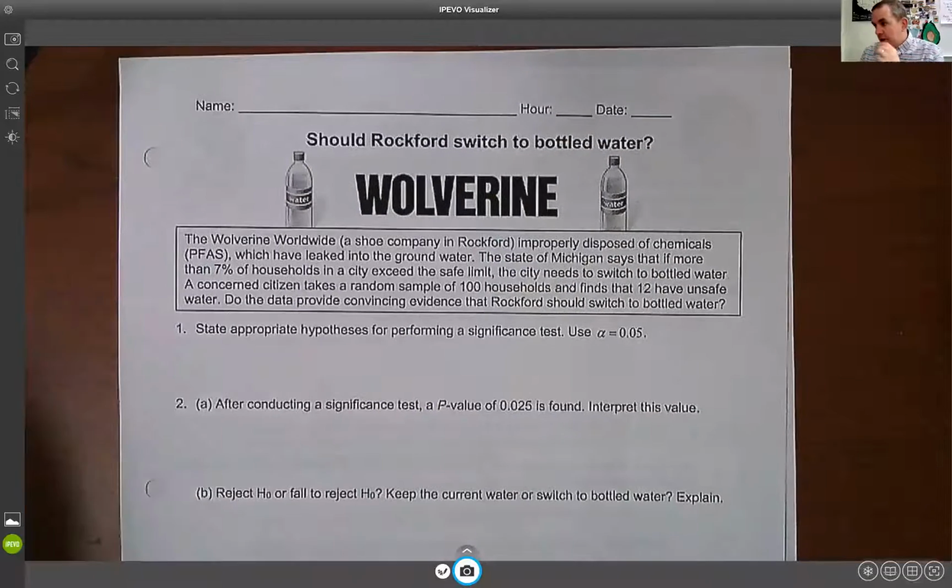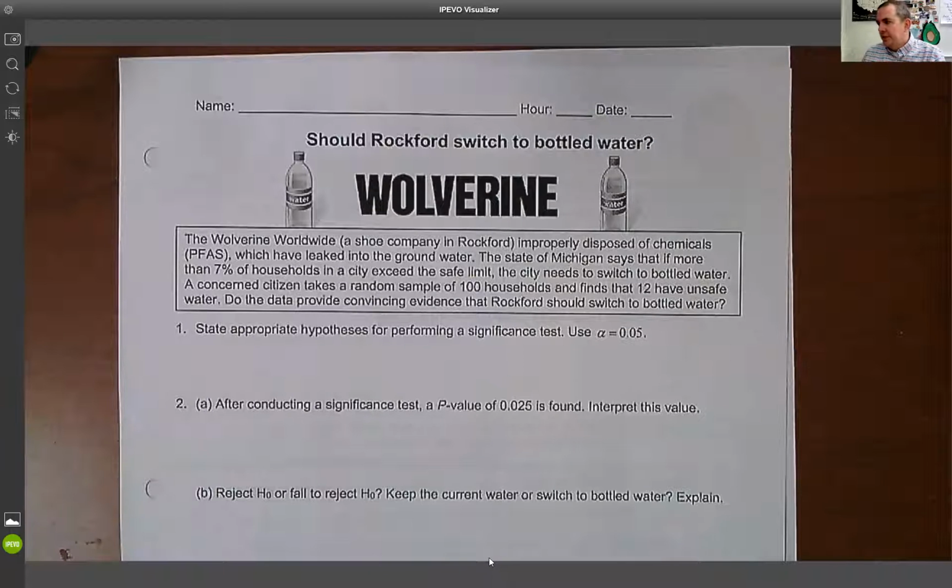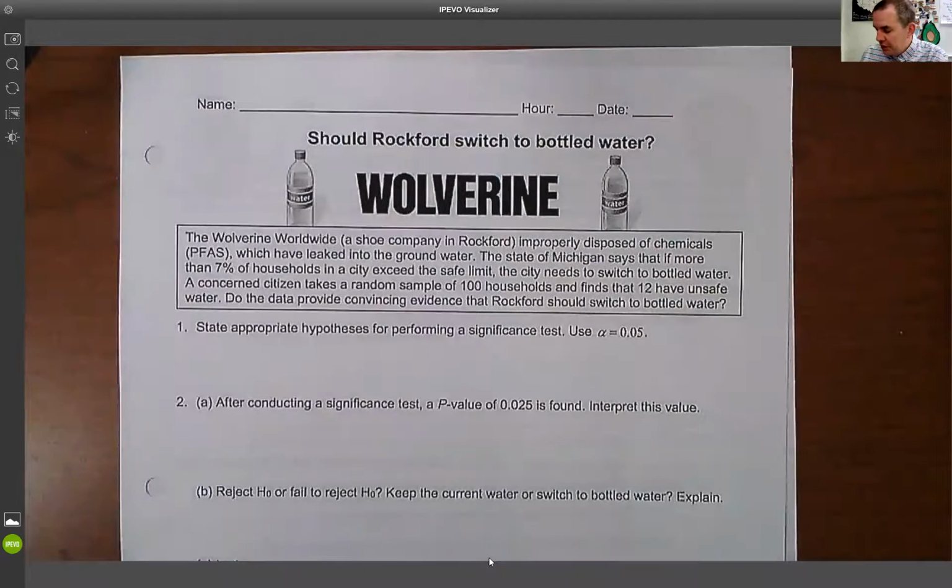Should Rockford switch to bottled water? The situation is the Wolverine Worldwide, a shoe company in Rockford, improperly disposed of chemicals which have leaked into the groundwater. The state of Michigan says that if more than 7% of the households in a city exceed the safe limit, the city needs to switch to bottled water. A concerned citizen takes a random sample of 100 households and finds that 12 have unsafe water. Do the data provide convincing evidence that Rockford should switch to bottled water?